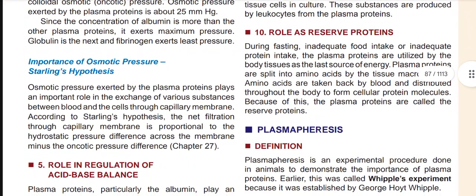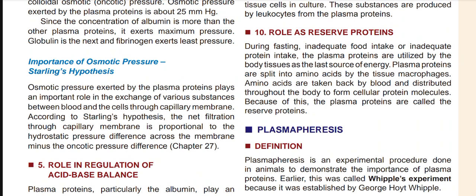Now, importance of osmotic pressure. What are the importance? And Starling hypothesis. Osmotic pressure exerted by plasma proteins plays an important role in the exchange of various substances between blood and cells through the capillary membrane. Now, what Mr.